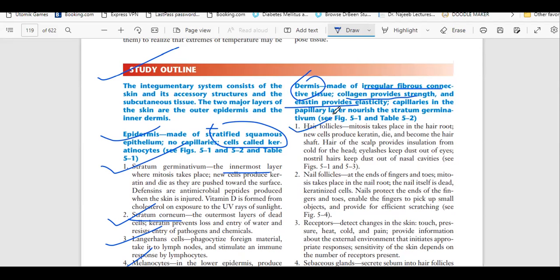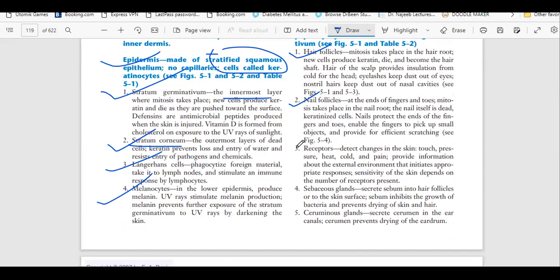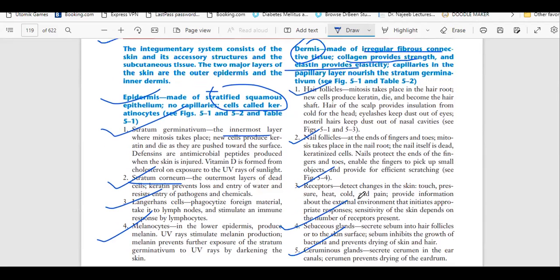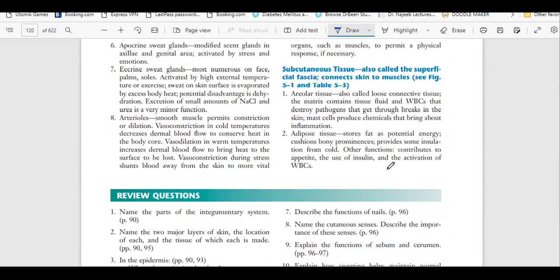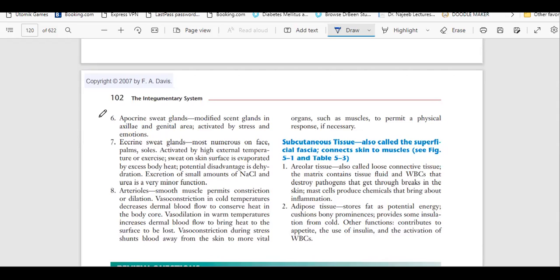In the dermis we have hair follicles, nail follicles, receptors, sebaceous glands, ceruminous glands, and they have their own functions. Apocrine glands also, eccrine sweat glands, arterioles and venules are there. In the subcutaneous tissue we have areolar tissue, adipose tissue, mast cells, and so on. The subcutaneous tissue is the third layer which connects both skin and muscles.